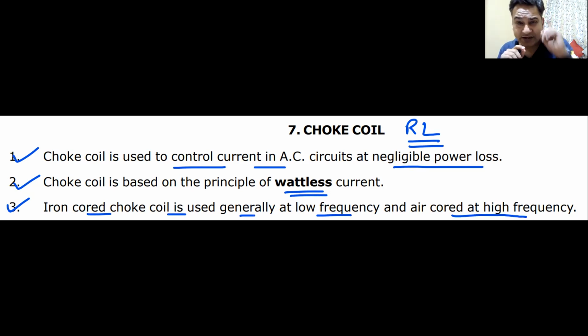Remember, choke coil is an LR circuit. You must remember this. Straight away a question will come. Please note this down, and then we can move on to some more questions.